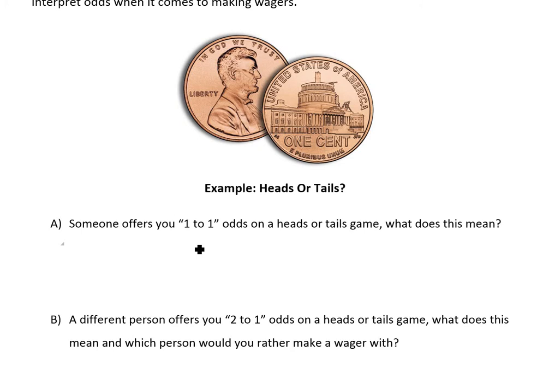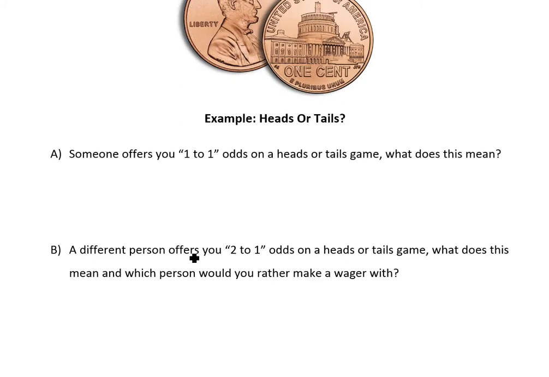So if someone gives you 1-to-1 odds on a heads or tails game, what does this mean? Basically, this means that if you're betting $10 on each game and you win, you're going to win $10. But if you bet $10 and you lose, you're going to lose $10. So that's what 1-to-1 odds means.